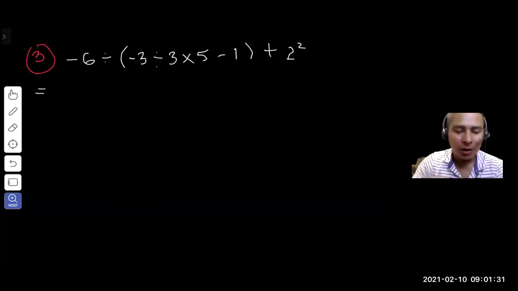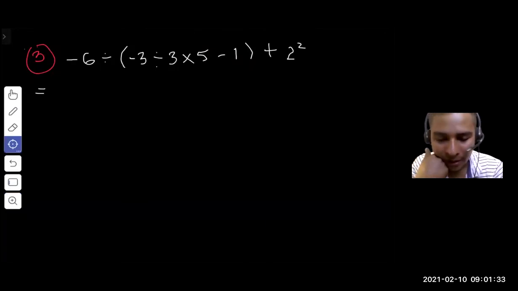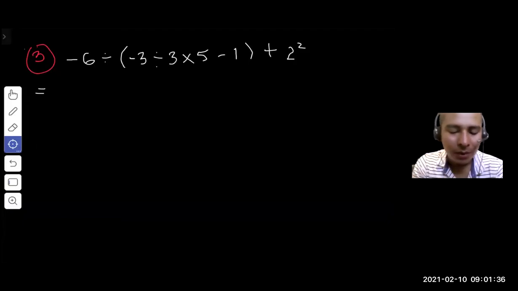Okay, I'm going to try to solve this one. This is a little bit more complex. Let's try to solve it. Okay, we have division, parentheses, exponent. This is a little bit interesting. Do not shy away, guys, just because you see this one. Calm down. You know the order.